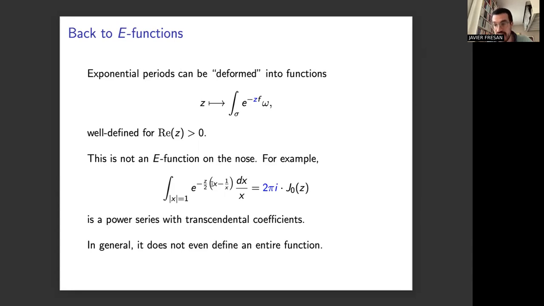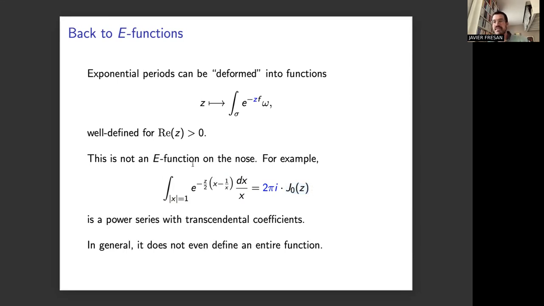And we already see this in the example where you take as a variety the complex plane minus zero. The function is x minus 1 over x. You can integrate on the unit circle. So this is an exponential period function. But when you compute using Cauchy's residue theorem, there's the 2 pi i factor. So this is almost the Bessel function, but not quite. It's 2 pi i times the Bessel function.